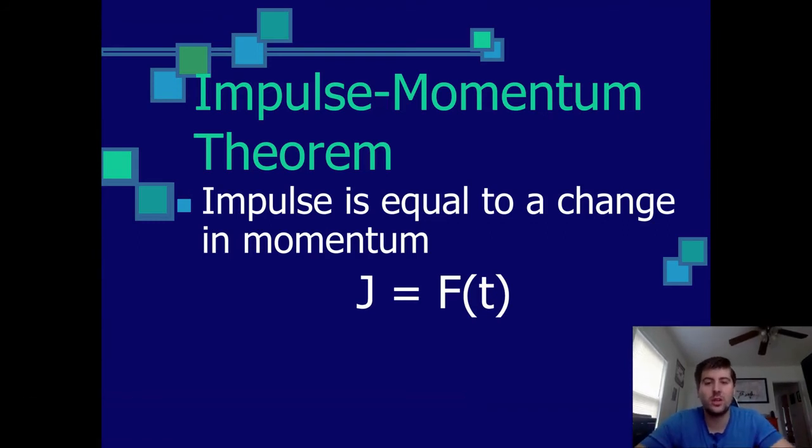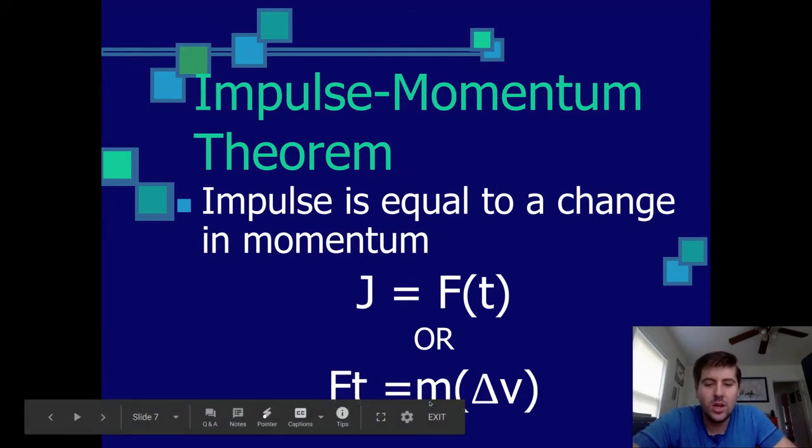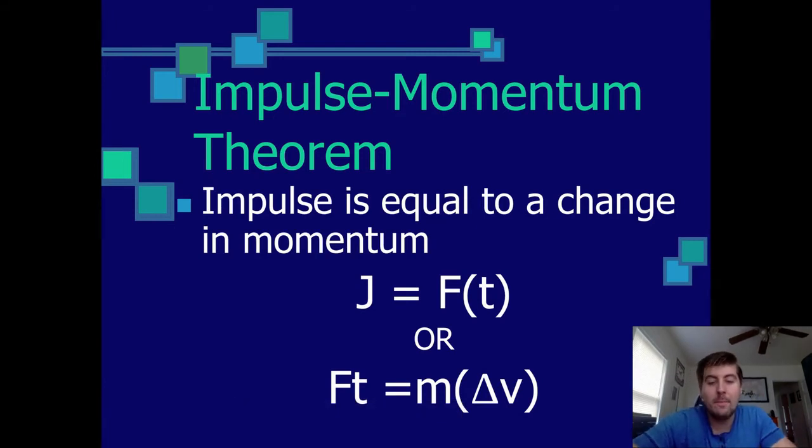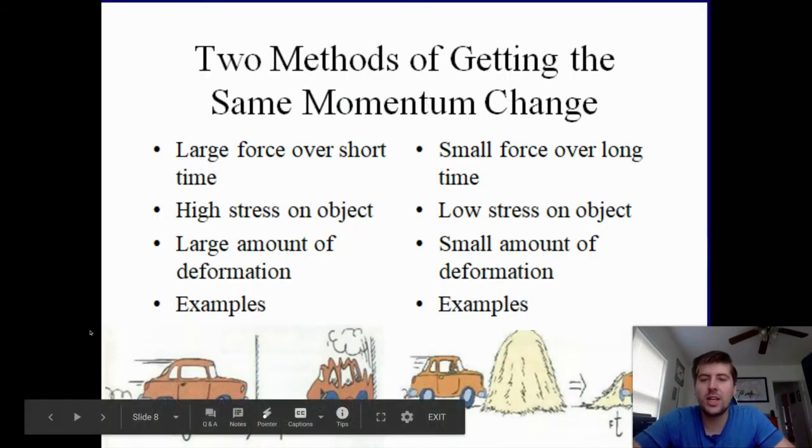So those two things are equal. If we know that our impulse is the amount of force that an object experiences over a certain amount of time, then we know that force experienced over a certain amount of time is equal to the mass of an object times the change in velocity of that object. We know that momentum is equal to mass times velocity. Well, change in momentum is mass times a change in velocity there, right? Because the mass of an object typically is not going to change. Okay, so we've got a couple of methods of getting the same change in momentum.